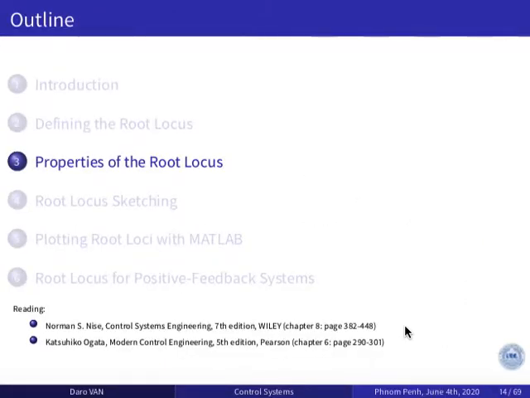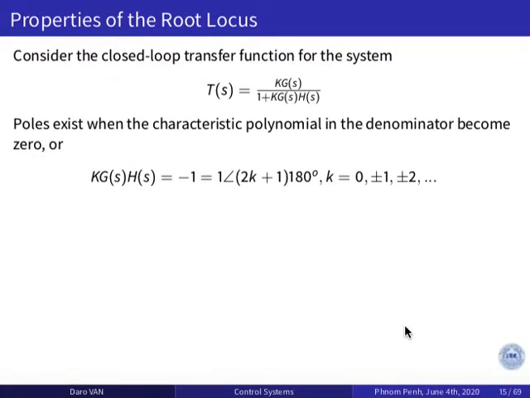So let's move to the next section on the properties of the root locus. Again, consider the closed loop transfer function for the system defined like this. And then the pole exists when the characteristic polynomial in the denominator becomes 0. That means this term equals 0, and then k G(s) H(s) equals -1. Since this is a complex number, it has the magnitude of 1 and the corresponding angle (2k+1) times 180 degrees.